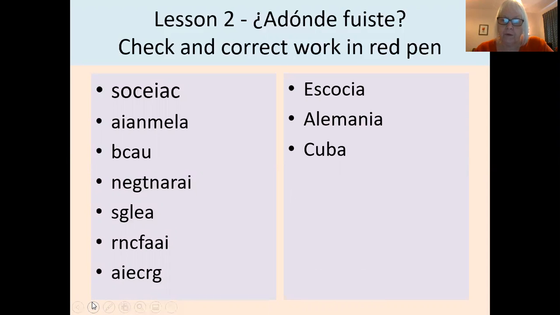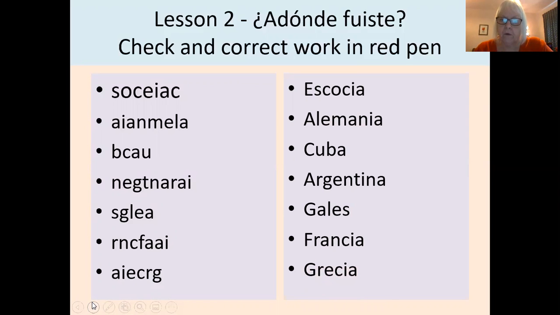Number 4, tenemos Argentina. A bit closer to home, número 5 is Gales, which is Wales. We then have Francia for número 6 y finalmente número 7 es Grecia. Okay, so give yourself a score out of 7. If you got 7 out of 7, well done. And if you did it quickly, then excellent, because you were getting familiar with the words and able to recognize them. So as I say, please check and correct the work in the red pen before we move on.